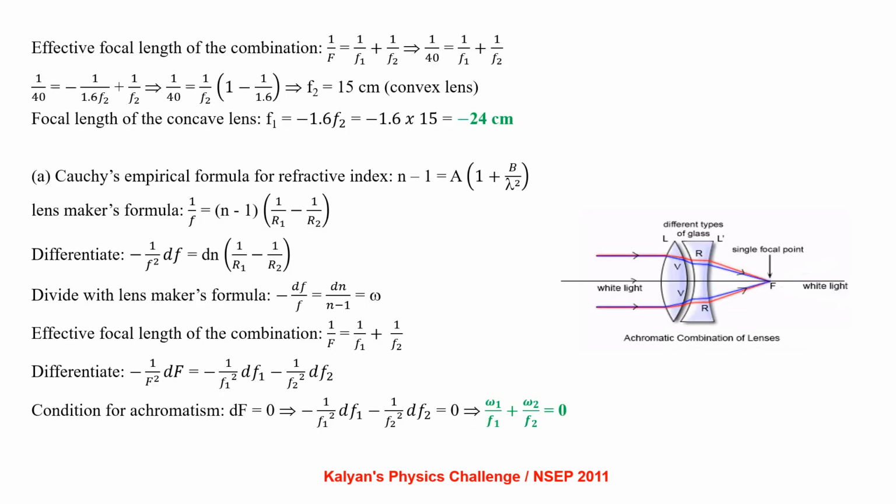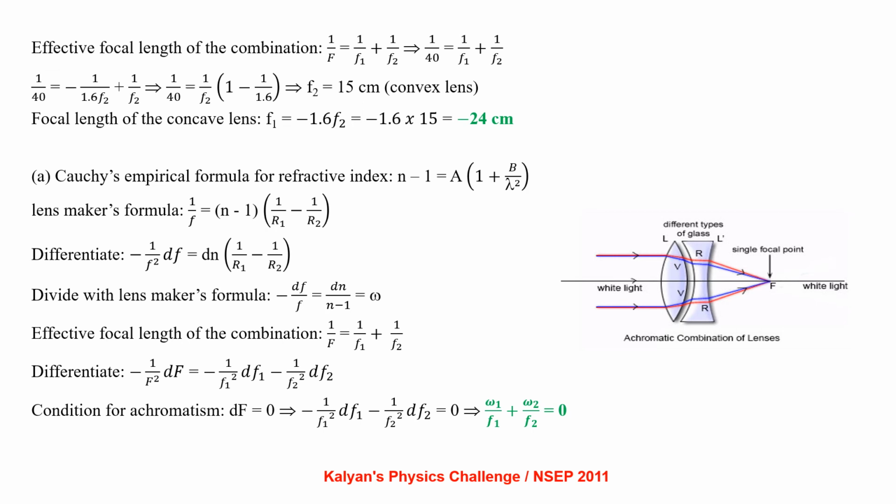Effective focal length of the combination: 1 by capital F equal to 1 by f1 plus 1 by f2, 1 by 40 equal to 1 by f1 plus 1 by f2, which gives us another relation between f1 and f2. Solving both the equations, we have f2 equal to 15 centimeter, that is for convex lens, and f1 equal to minus 1.6 times f2, that is minus 24 centimeter for concave lens.